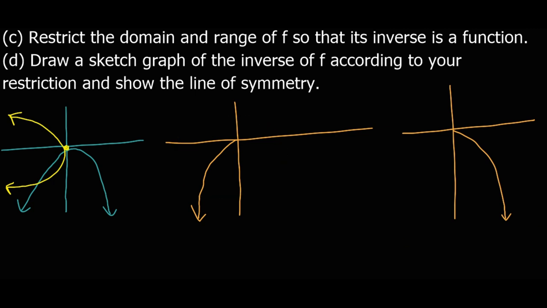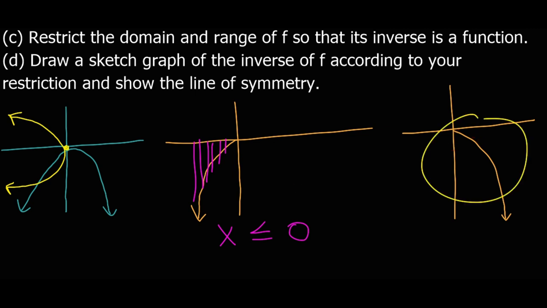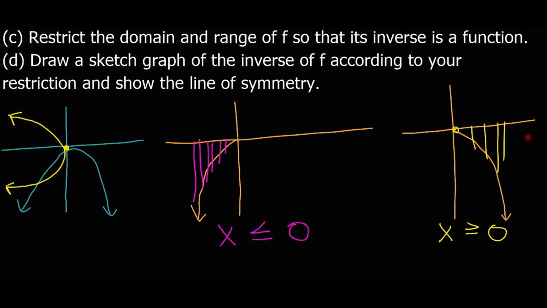We say x must be less than or equal to 0. So it starts from 0 going on the negative sides. And then we restrict in this way, where x must be greater than or equal to 0. So it starts on the positive sides, from 0 going on the positive sides.